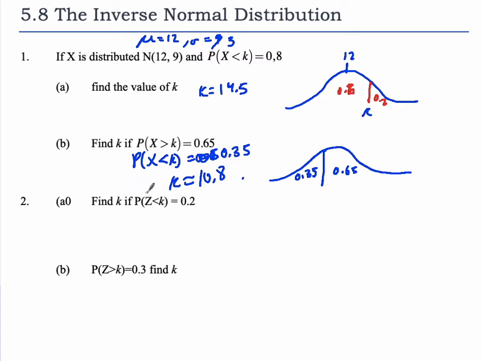The next one, z implies the standard normal distribution with a mean of 0 and a standard deviation of 1. So we have 0 in the center. Probability z is less than k is 0.2, so k is probably over here somewhere. And this area is 0.2.